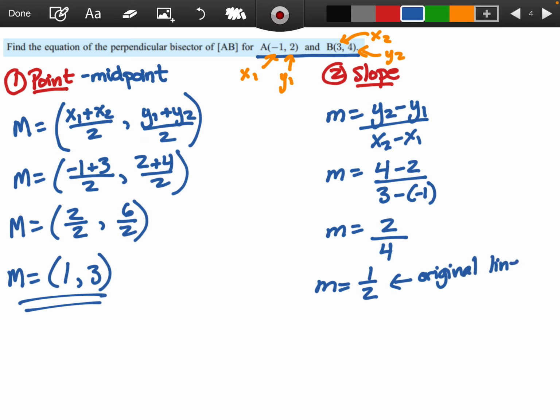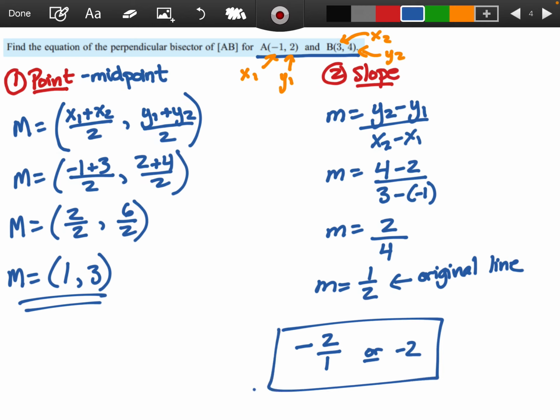So that's the slope of the original line. If I'm looking for something that's perpendicular to that, then it's going to be the negative reciprocal of that, or -2 over 1, or just -2. Either would sort of be appropriate. This will be more useful in the next part. Okay, so now we've got a point and a slope. Now we can go ahead and find the equation of our line.